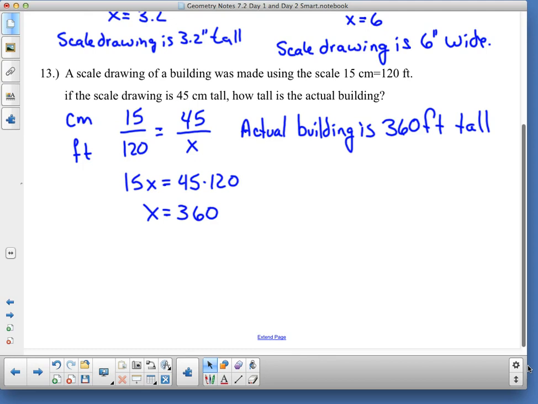Now, read 14 and use your critical thinking skills. Put your problem solving cap on. I don't really have to present something different. I've already talked about orders. Order matters when we're talking about similarity, when we're talking about scale factor. If I define scale factor order, it matters. If I don't care which way. But in this case, pay attention to order.